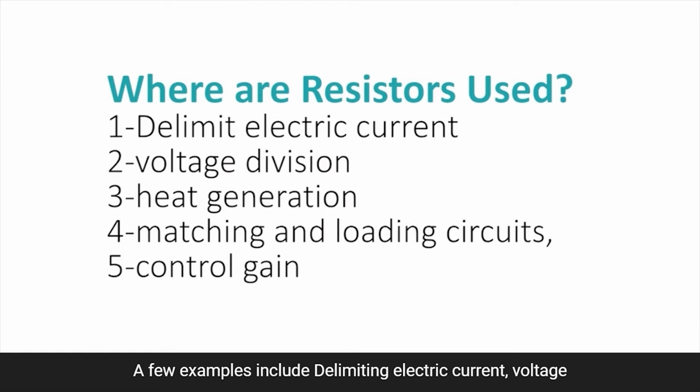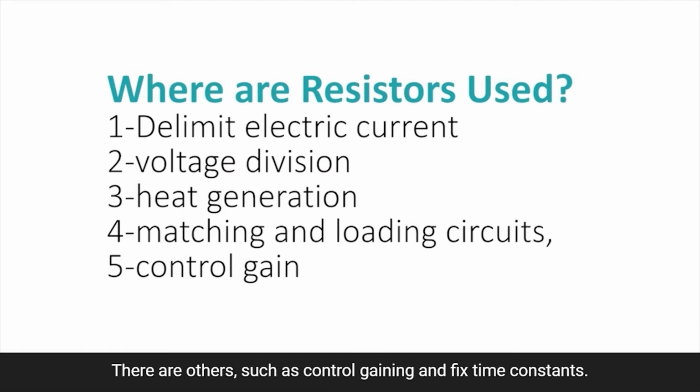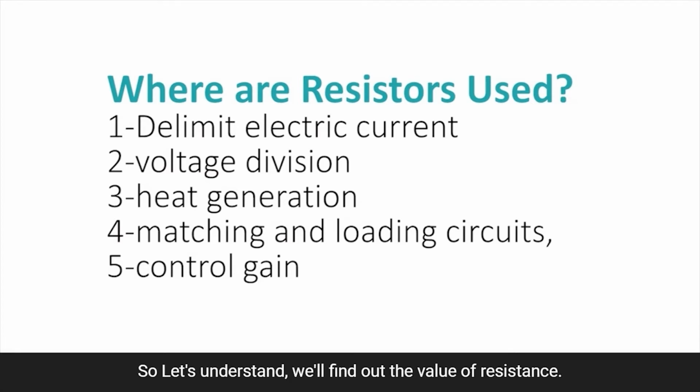Resistors are used for many purposes. A few examples include limiting electric current, voltage division, heat generation, matching, and load circuiting. There are others such as control gain and fixed time constants. They are commercially available with resistance values over a range of more than 9 orders of magnitude. They can be used as electric brakes to dissipate kinetic energy from trains or be smaller than a square millimeter for electronics.